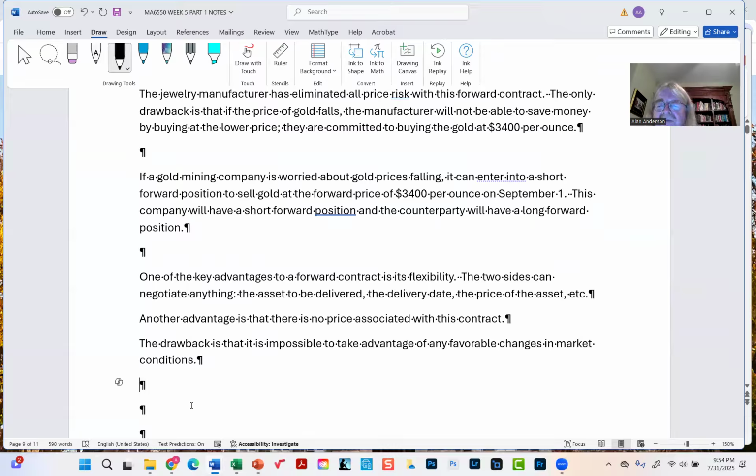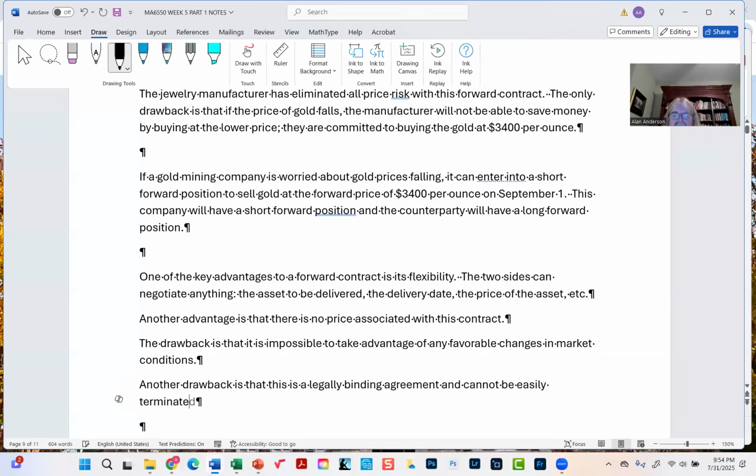Now, because these are private arrangements, you can't actually sell your contract to somebody else if you change your mind. So another drawback is that this is a legally binding agreement and cannot be easily terminated, let's say. In other words, if I suddenly realize, hey, I don't really need that much gold, well, I'm committing myself to buying it. Unless the counterparty is agreeable and we decide to put an end to the contract, that's it. We have to go through with it. So there are good things and bad things about this.